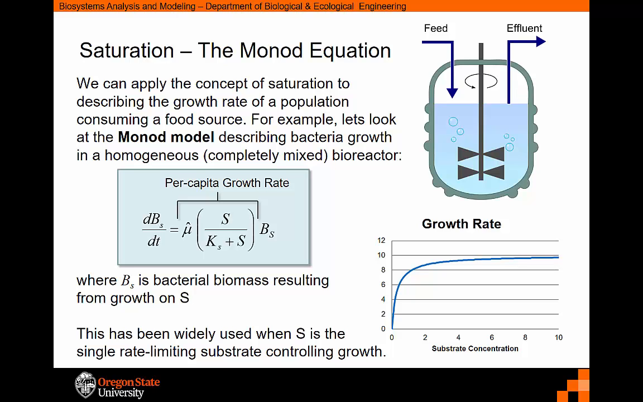Note the similarity with the Michaelis-Menten equation. Mu max, the maximum growth rate of the population, is the equivalent of Vmax, the maximum reaction rate in the Michaelis-Menten formulation. And Ks, termed the Monod constant, is the equivalent of the half velocity coefficient, Km, in the Michaelis-Menten formulation.